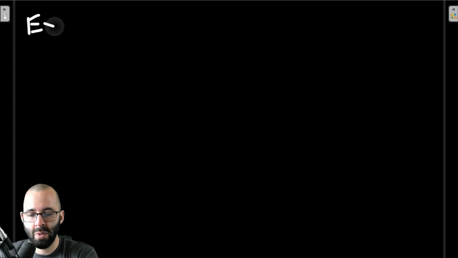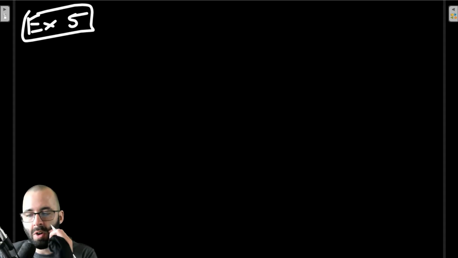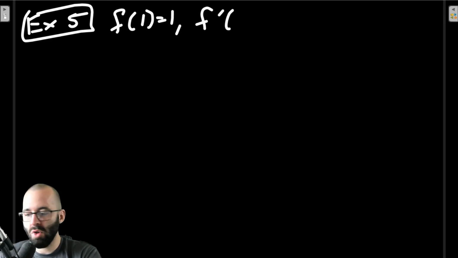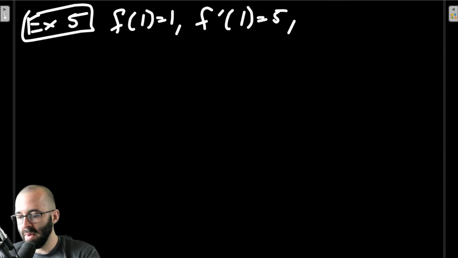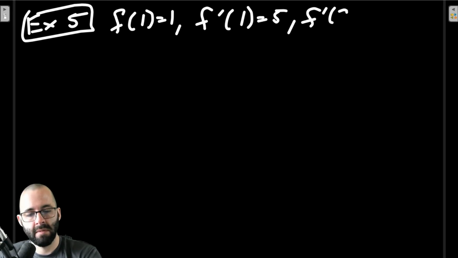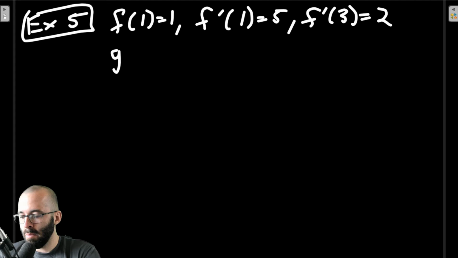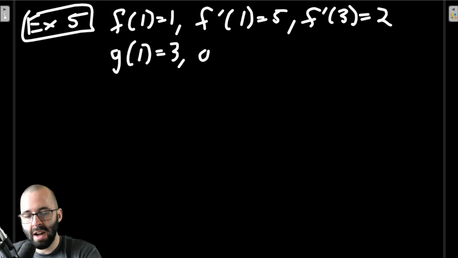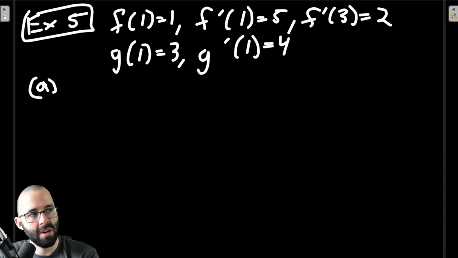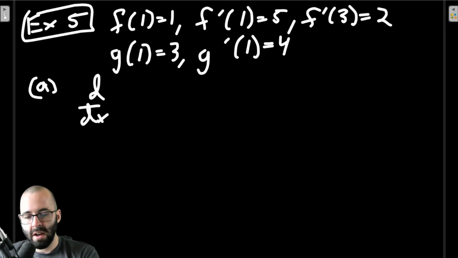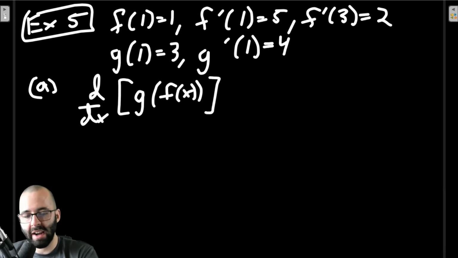Here we go. Example 5. We got tons of examples here, all the better for you to see these things. So let's say f of 1 is going to be 1. Let's say f prime of 1 equals 5. And maybe f prime of 3 equals 2. So here's a bunch of bonus information about these things. And I'm going to ask you some questions that make you use some of this, or maybe all of this, who knows. Part A. I want you to find the derivative with respect to x of g of f of x, all evaluated when x is equal to 1.